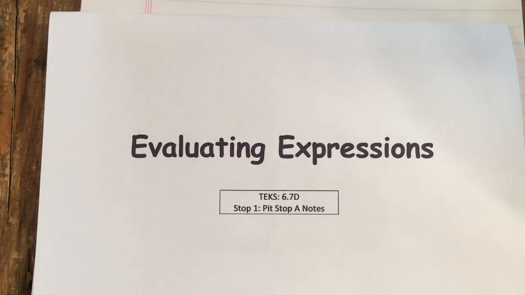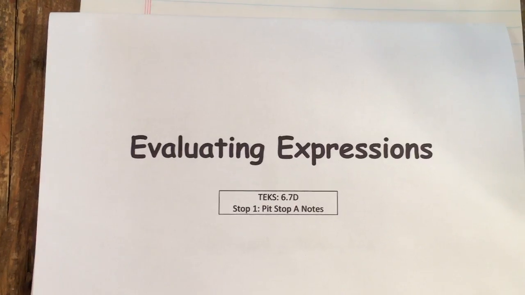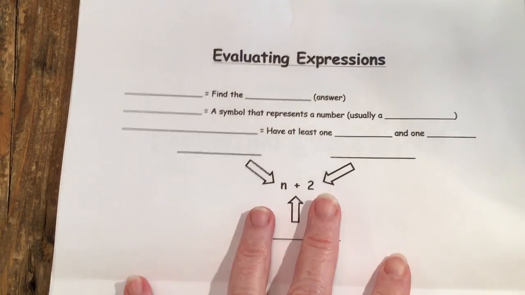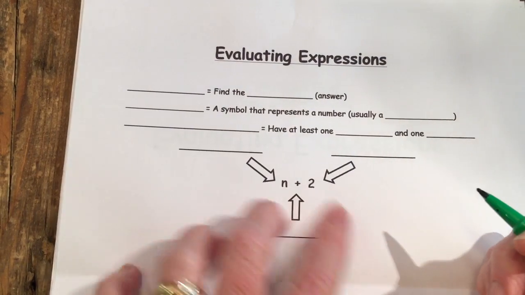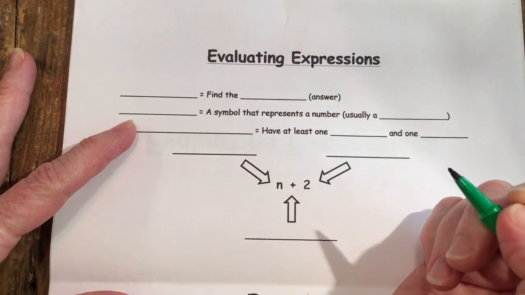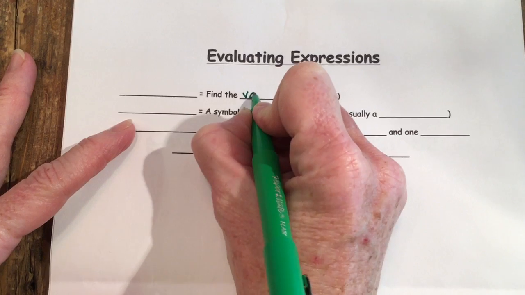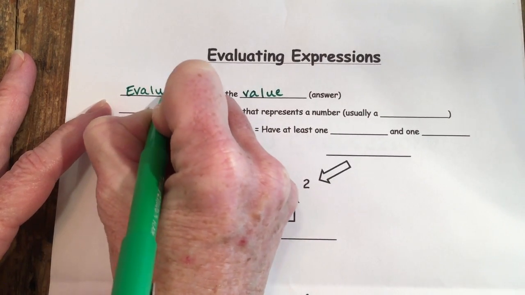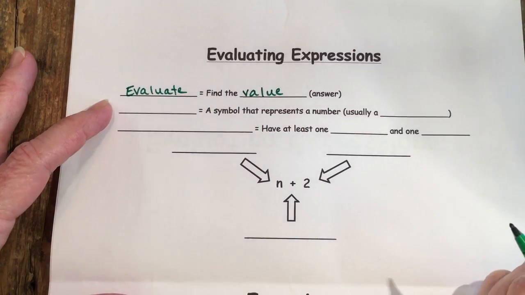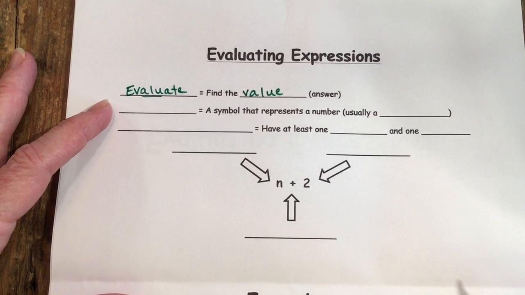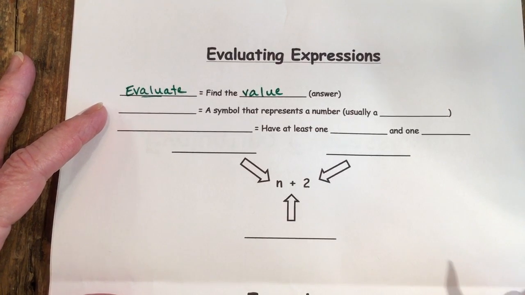In this video, we're going to be talking about how to evaluate an expression. So let's go ahead and open up our notes and talk about what it means to evaluate an expression. When you're evaluating something, all you're basically doing is finding the value, which means finding the answer. So evaluate means to find the answer. You can see the word value in there. Sometimes that can help you remember what that word means. So you're finding the value or the answer.